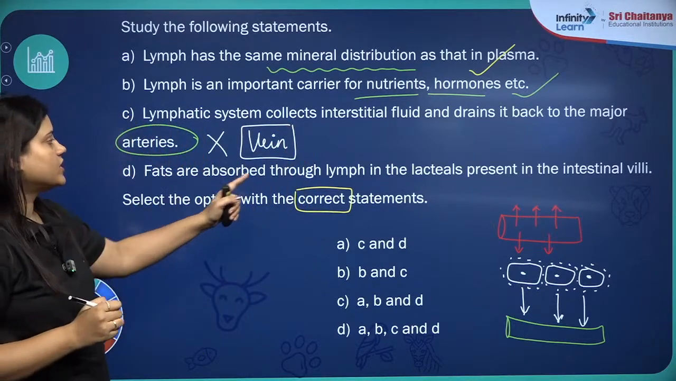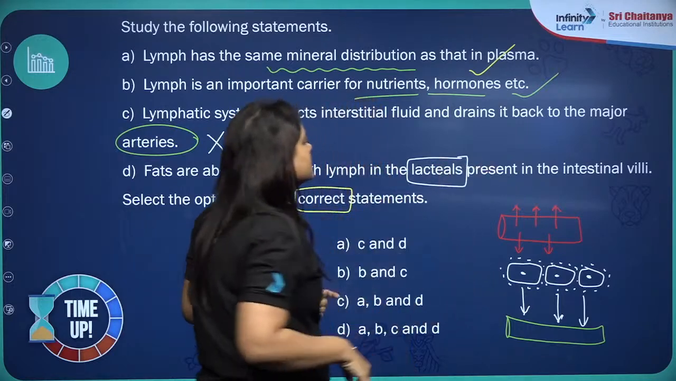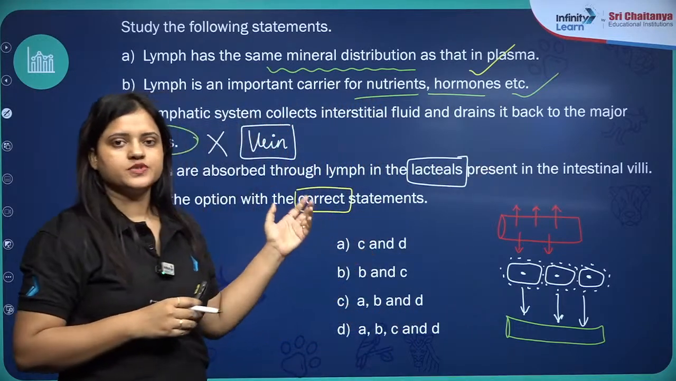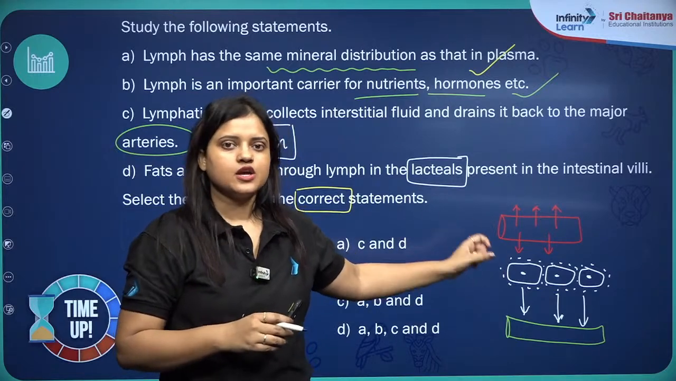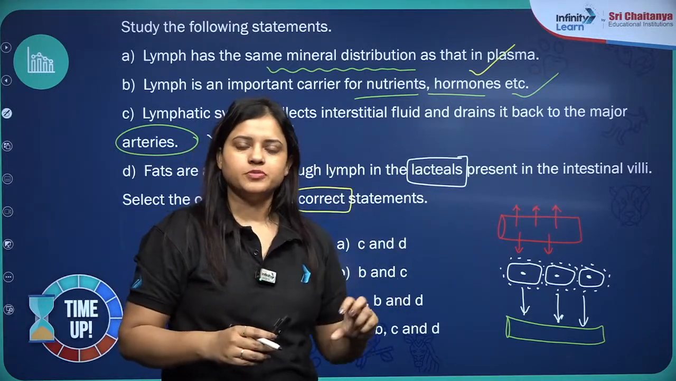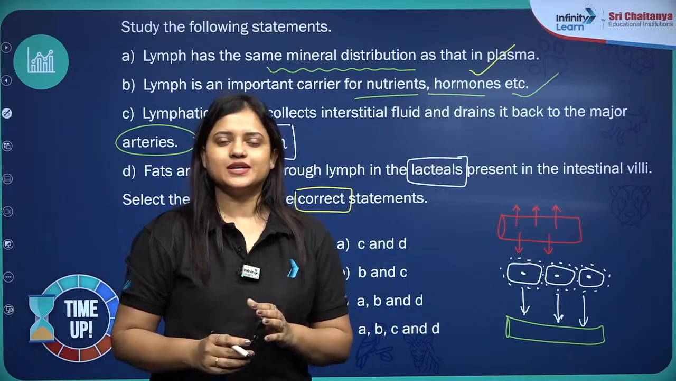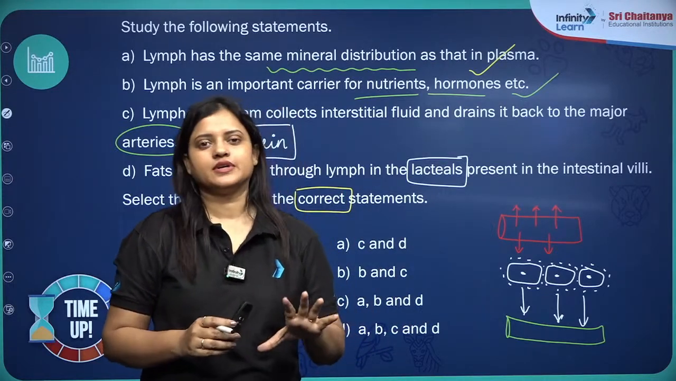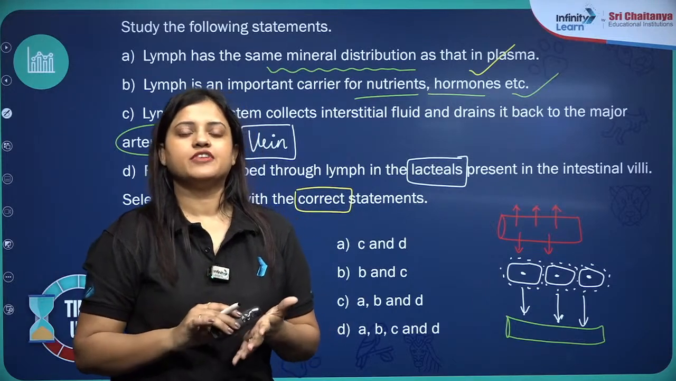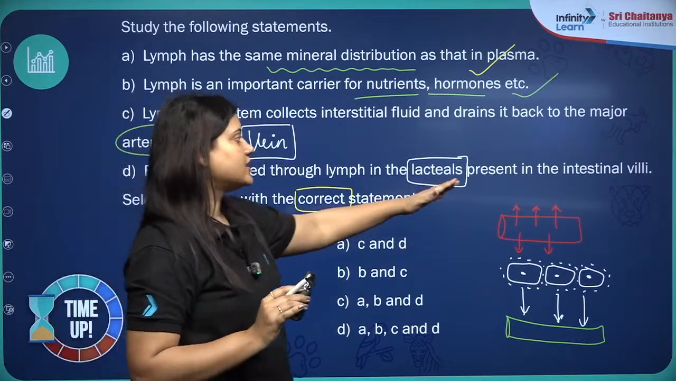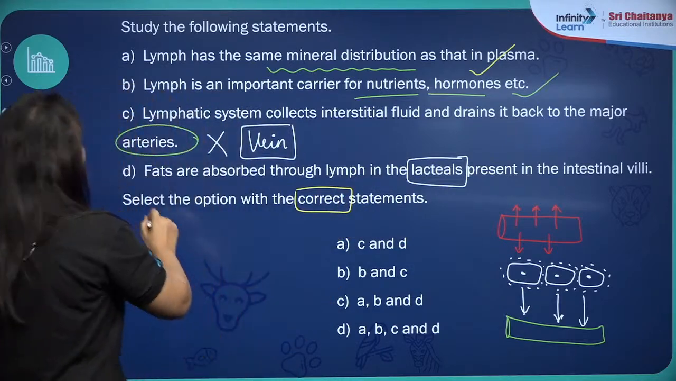Fats are absorbed through lymph in the lacteals present in the intestinal villi. Yes. So in our blood, the water composition is more. So glycerol and fatty acids or lipids that are absorbed from our intestine cannot be carried by our blood. So that's why it is carried by lymph. And lymph goes into which vessels? In the lacteals. So lacteals are lymphatic capillaries in the intestinal villi, right? So that is also true.